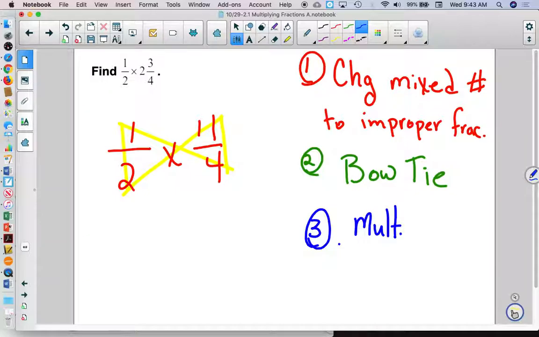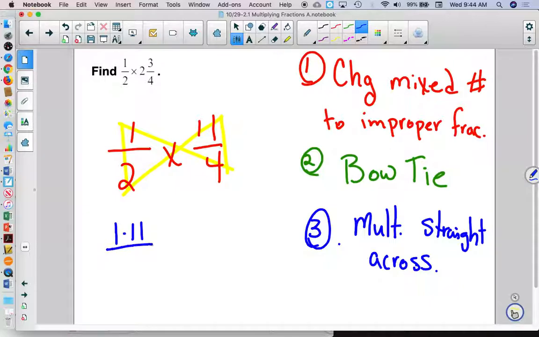Multiply straight across. What do I mean when I'm saying straight across, ladies and gentlemen? One side to the other. Numerator to numerator, denominator to denominator. 1 times 11 is 11, and 2 times 4 equals 8. 11 eighths.